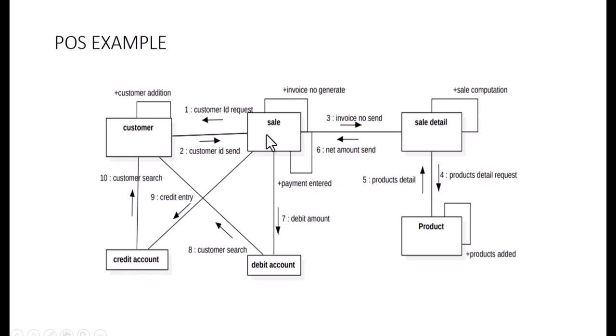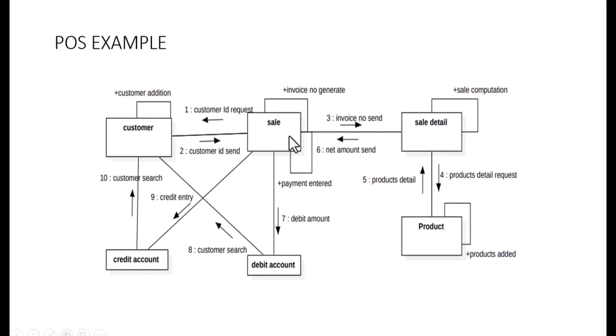So if we take sale, first of all, when we want to add the sale of the customer, it will send a message to the customer. For the ID, what type of message is passed? The sale will request the customer ID. So the customer ID will be fetched and put here. Similarly, the invoice number is sent to sale detail.